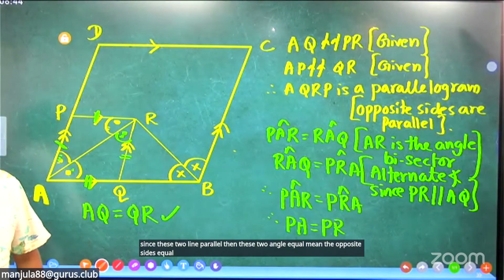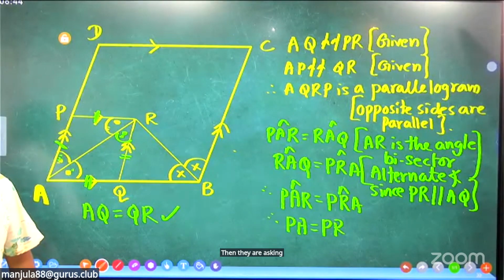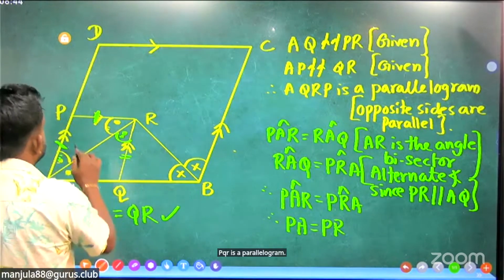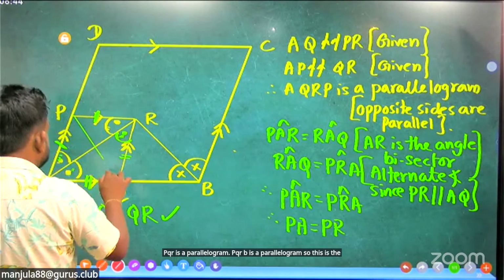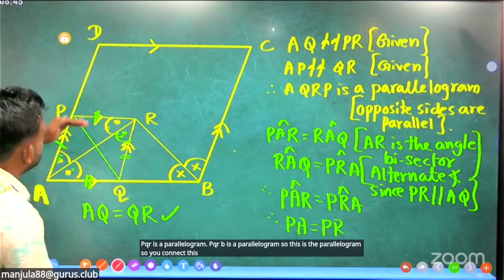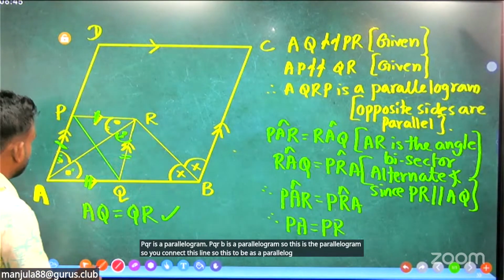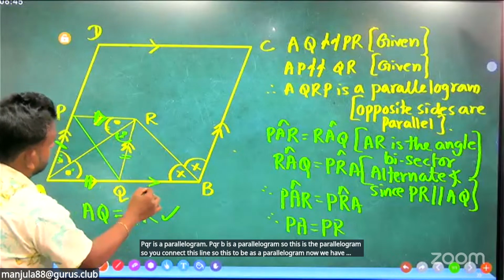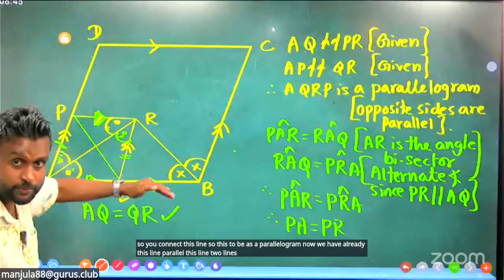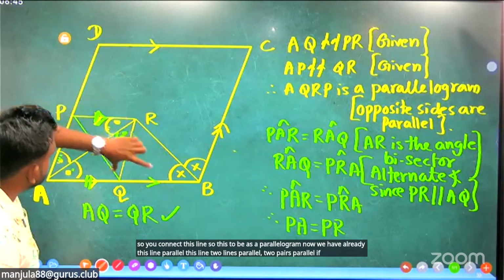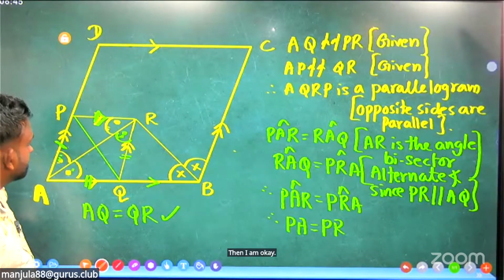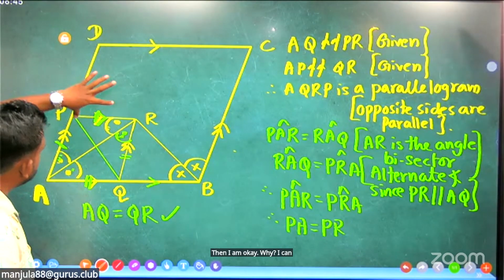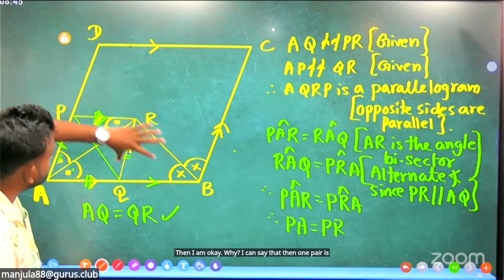Right, then they are asking PQRB is a parallelogram. So this is the parallelogram. You connect these two with this line. Now we already have this line parallel to this line, two pairs parallel. If I can prove that this side equals this side, then I am okay. Why?